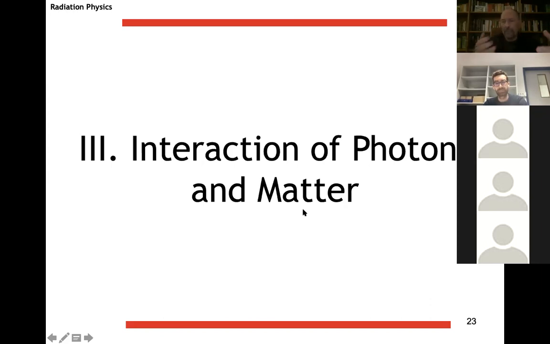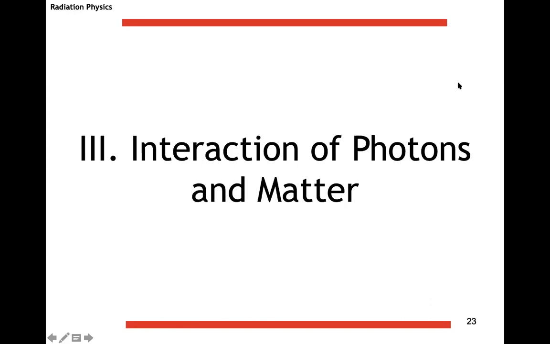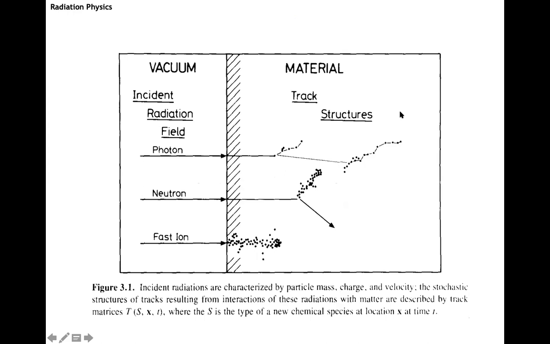So I think we can use this lecture to familiarize ourselves with the very basic topics before we go into more detail from the next lecture. Interaction of photons and matter. This is also a topic that physicists know very well, but generally speaking, this is what happens to the photons. This is vacuum, this is material, these are neutrons, and these are fast ions. Completely different interaction. Here, every point is an ionization.